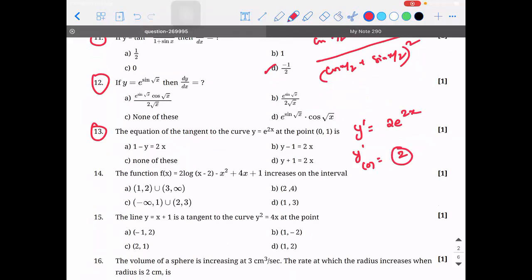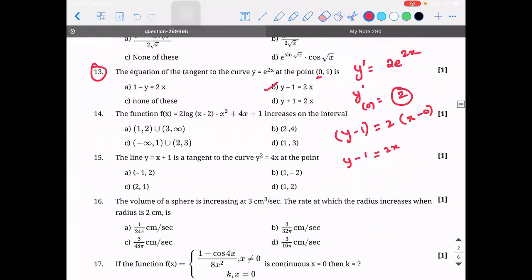Did you understand why I substituted 0? Because x is 0. So what is the equation? y minus y1 is equal to m into x minus x1. So y minus 1 is 2x. So y minus 2x is 1, or y minus 1 is 2x. Option B. Right. Next.